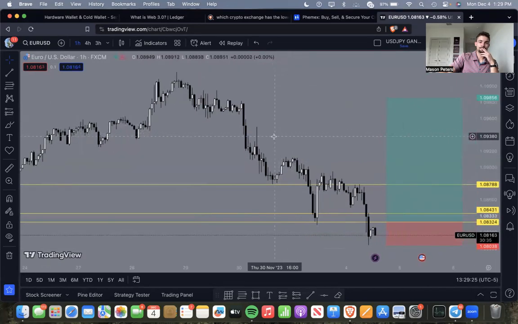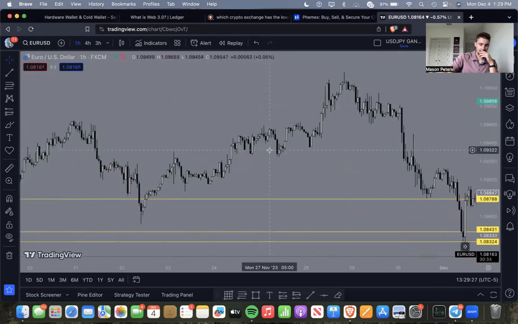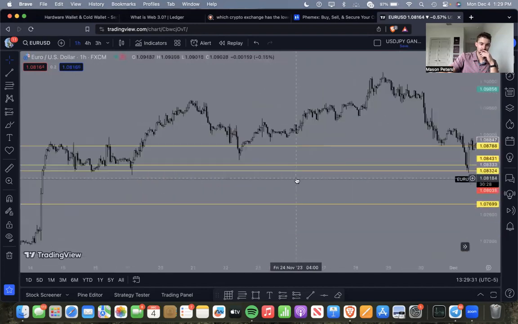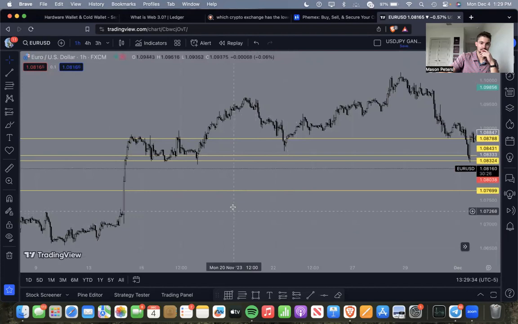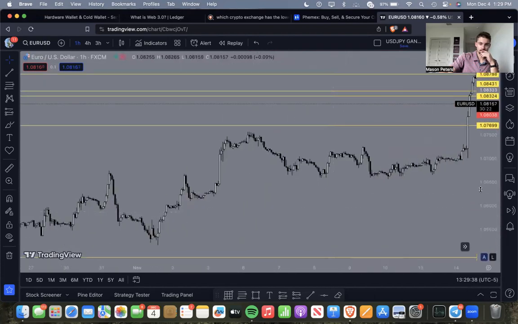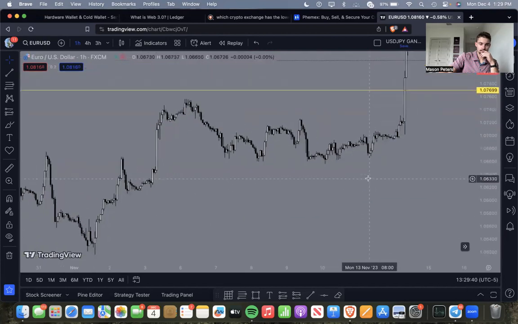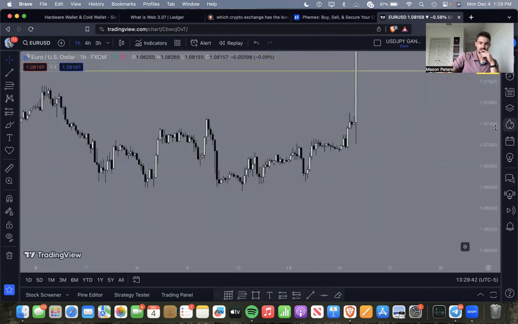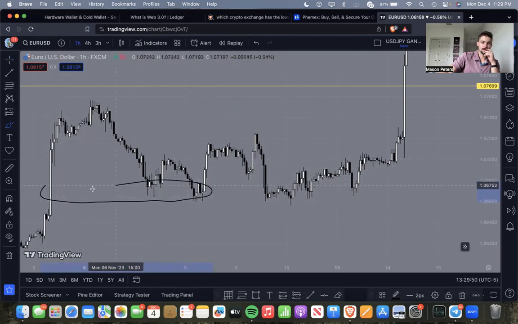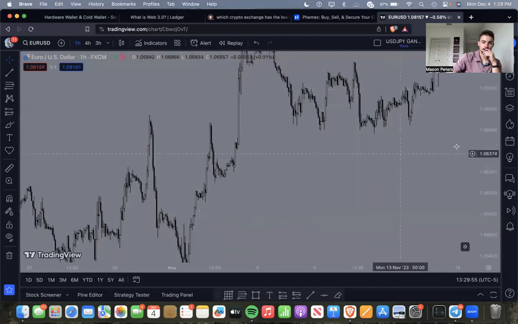So let's keep going a little bit further back here. I want to find a very significant order block that is easily seeable. I'm only seeing imbalances here that are very valid. There haven't been too many order blocks.